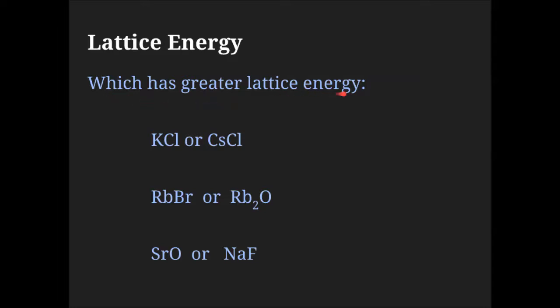So which of these would have the greater lattice energy, KCl or CsCl? Well, since they both have Cl, you can sort of disregard the Cl. It's going to be the same in both. So let's compare potassium ion to cesium ion. Potassium ion has a 1 plus charge. Cesium ion also has a 1 plus charge. So they're a tie in terms of charge, so we need to consider them in terms of size.